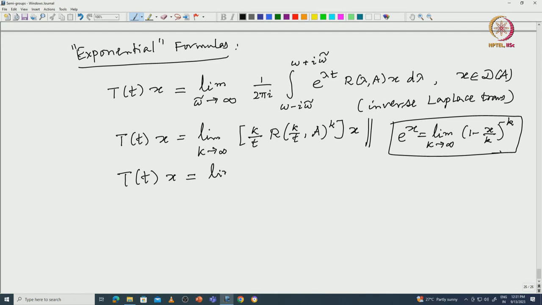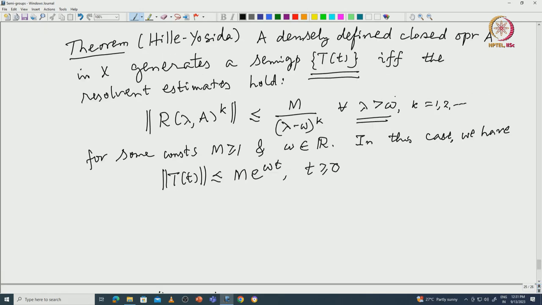So, limit k tends to infinity of I minus t by k A to the power minus k x. Okay. So, this is how you prove the existence of the semi group given A satisfying these things, how to get this T t. Okay.